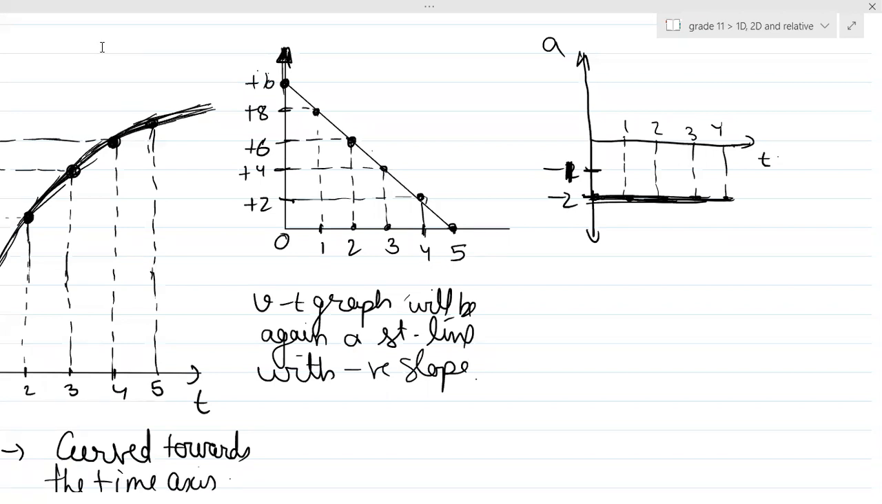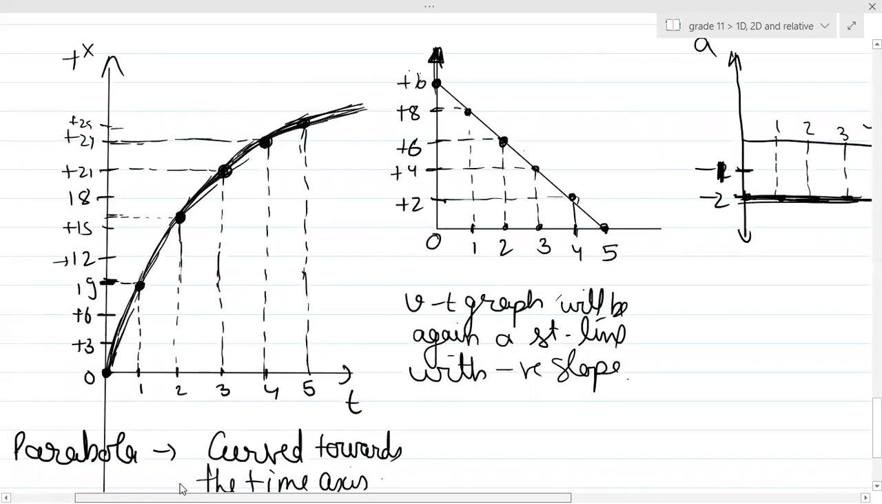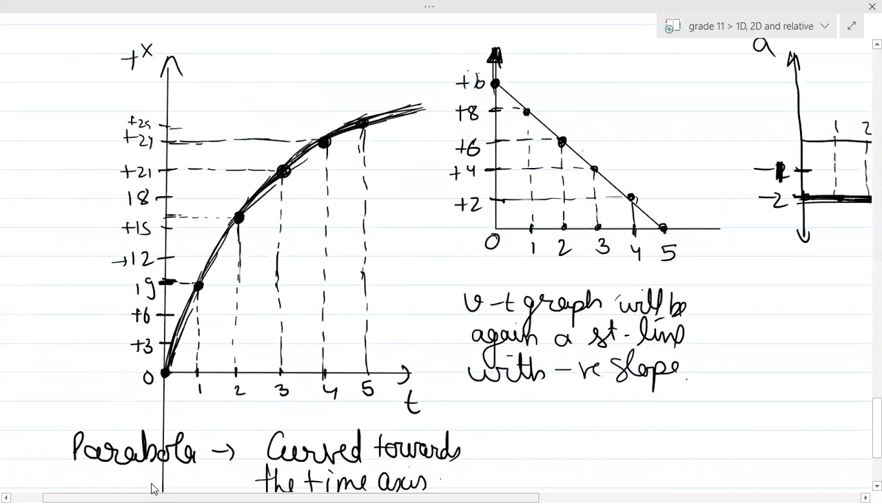Sir, can you go a little bit towards the left? I'll go a little bit towards the left. Where is the pointer? Is this clear, guys?